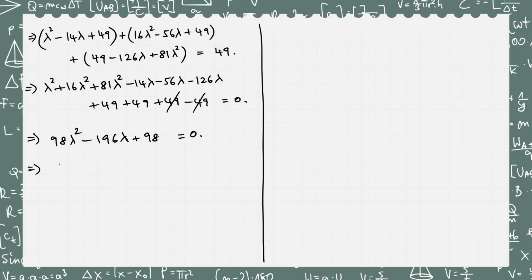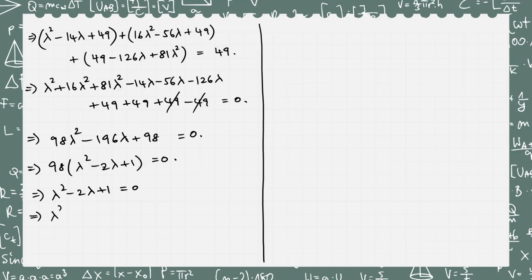So here we can take 98 common outside. This will give you 98 into (lambda square minus 2 lambda plus 1), since 98 2s are 196, equal to 0. That will imply lambda square minus 2 lambda plus 1 equal to 0, isn't it? 98 can't be 0. So this will give you the factorization for lambda square minus 2 lambda plus 1, where the product of the factors is 1 and the sum of the factors is minus 2. So both the factors are negative 1.